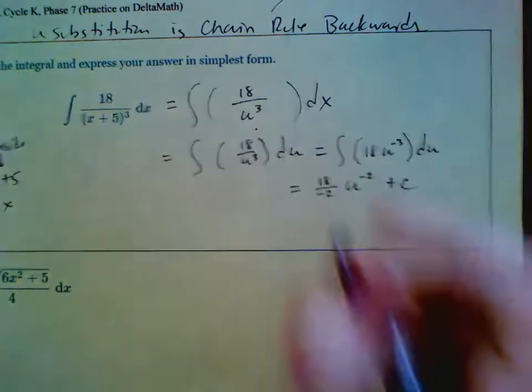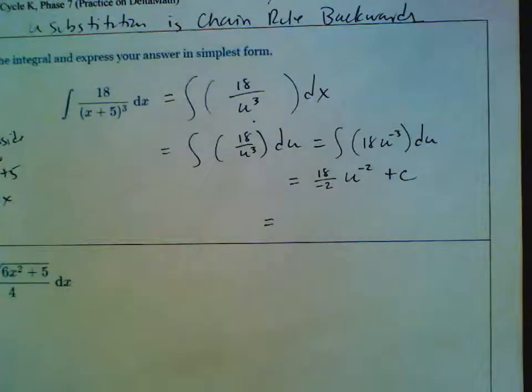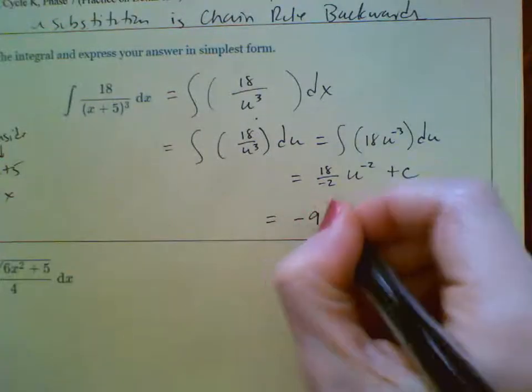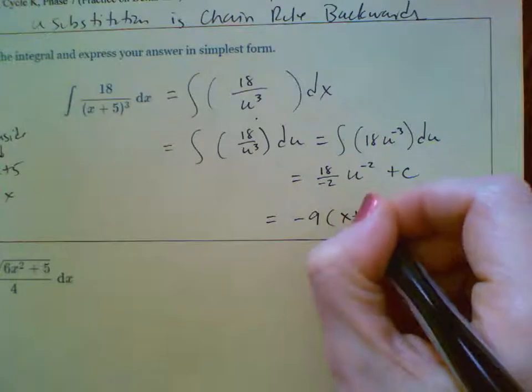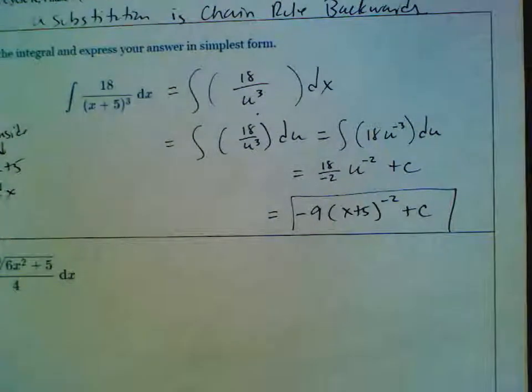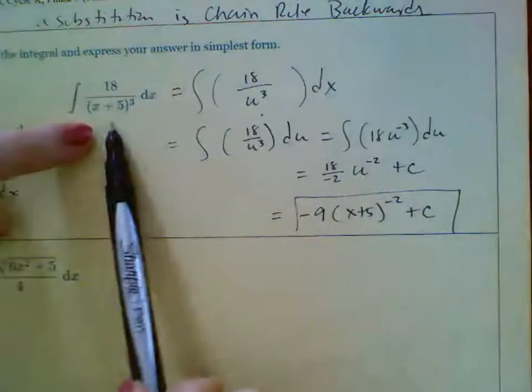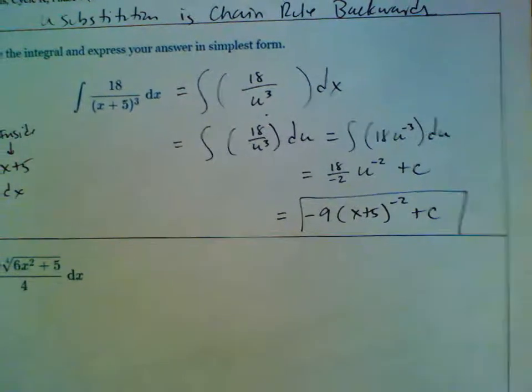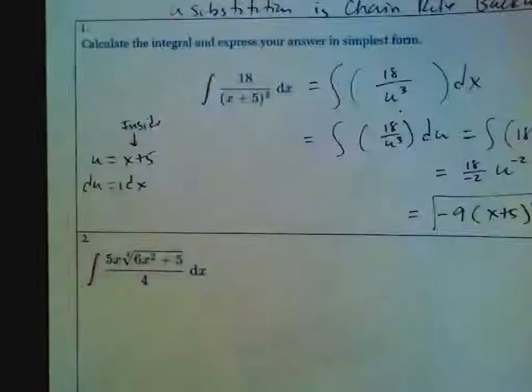And the very last step, guys, is to put the u back in. So this is negative 9 times x plus 5 to the negative 2 plus c. We did it. That is how you do an integral or an antiderivative with what's called u substitution. If you look at the input of the integral and it's really complicated and you see functions inside of other functions, then you need to try u substitution.